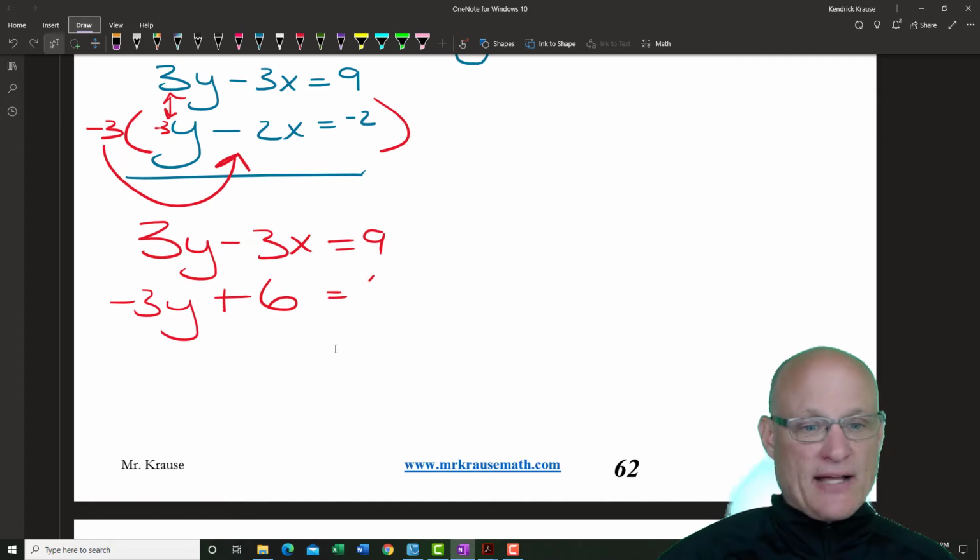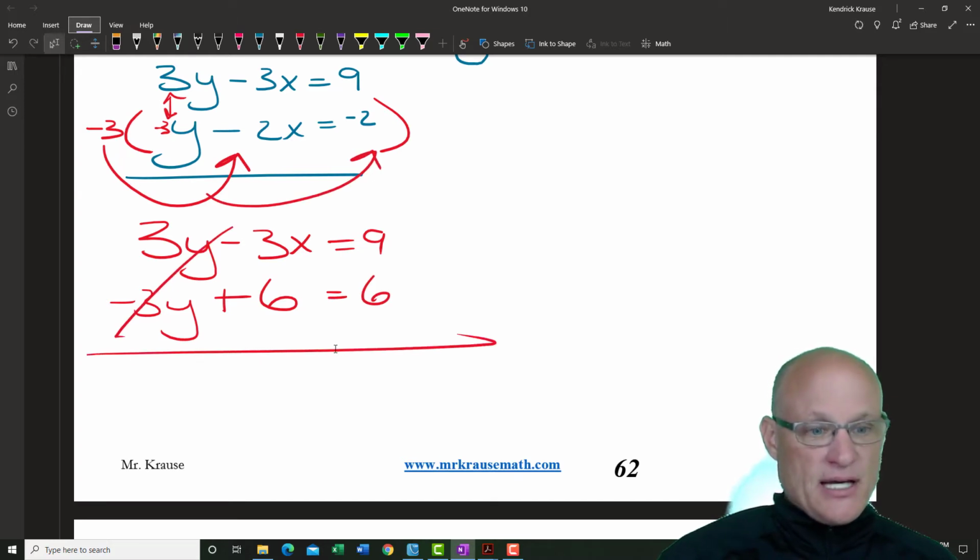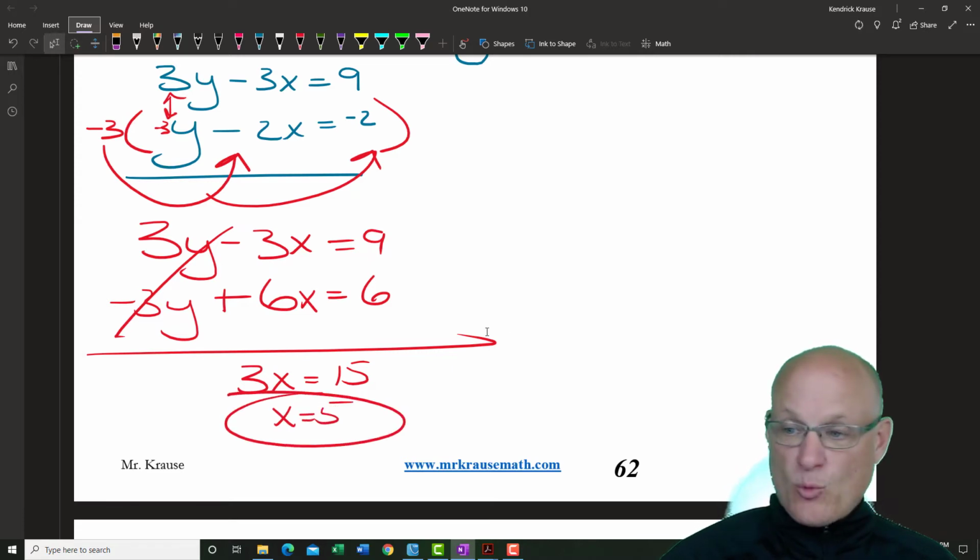And then equals positive 6. Again, negative times negative. Goodbye. I end up with positive 3x equals 15. So x equals 5.